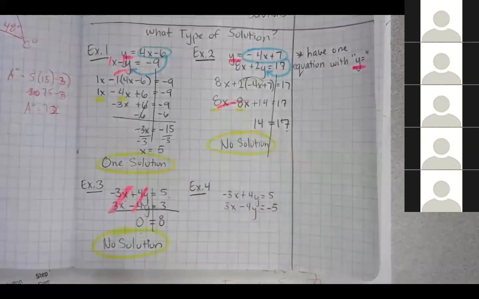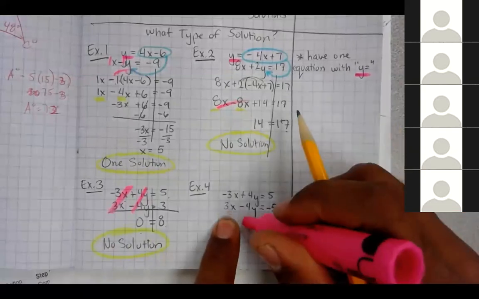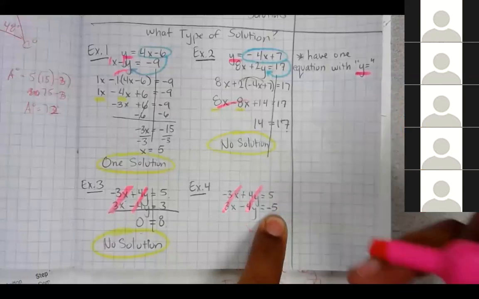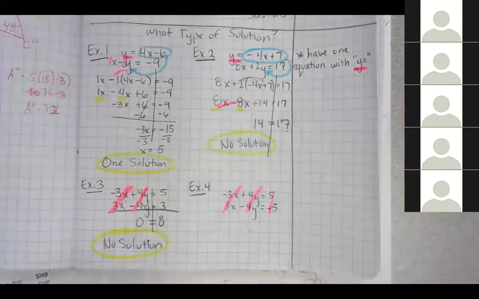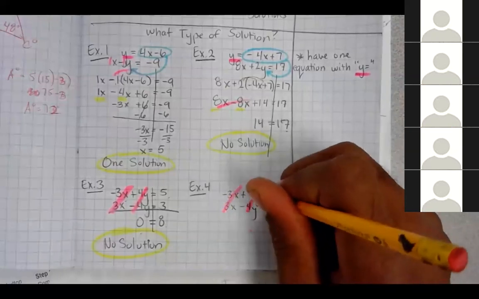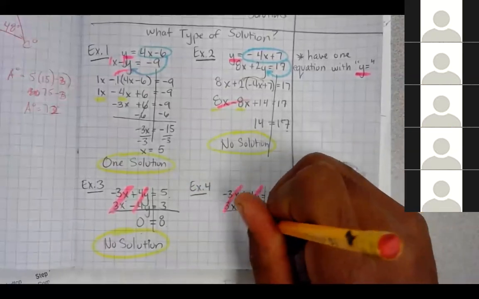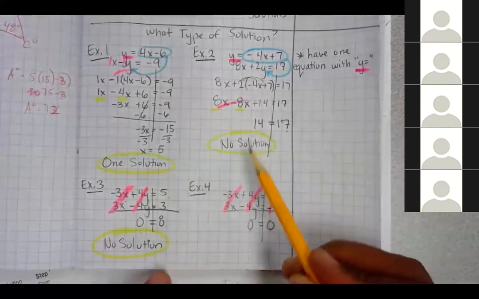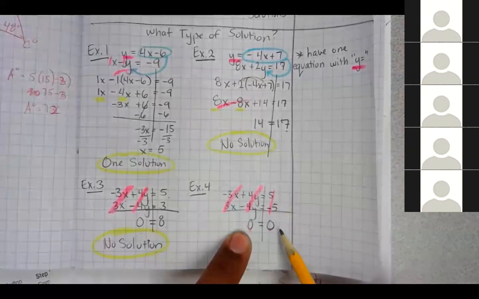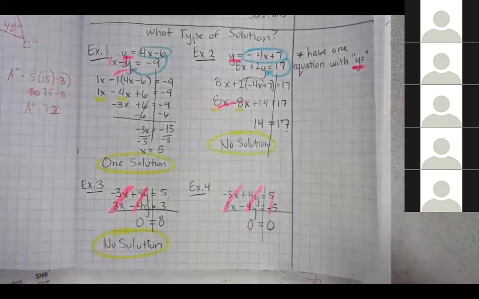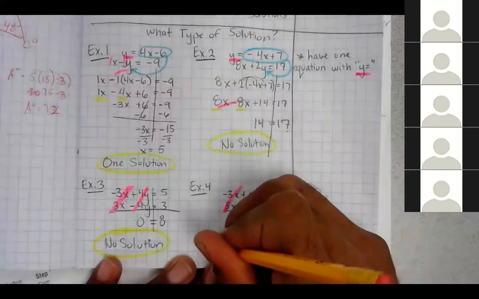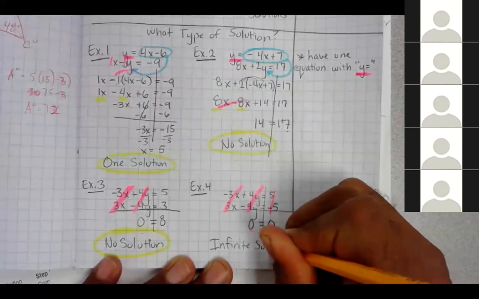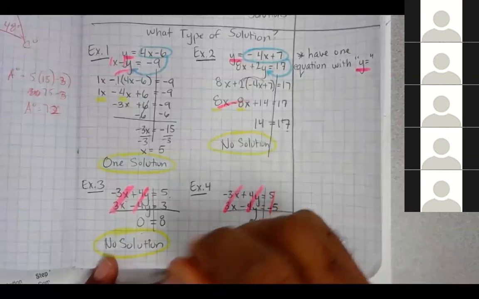All right, next one. Same situation. Cancels, cancels. Over here, 5 minus 5 is also 0. So technically that cancels. So that means on the left I've got 0, and on the right, I have 0. The only difference between this one and these two is that 0 equals 0 is a true statement. That actually is true. So in this case, this is going to be infinite solutions.